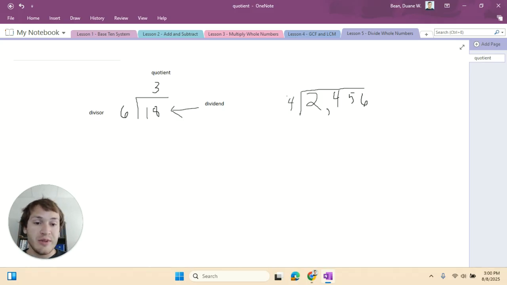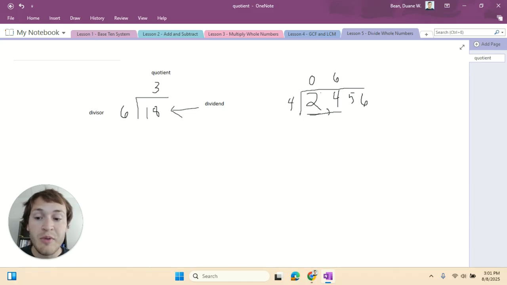So what we do is we look at this 4, and we say, okay, how many times can we put that 4 in this first number, the 2? 4 does not go into 2 nicely, meaning our answer is not a whole number. So the answer is kind of at 0. Since the first answer is 0, we ask ourselves, how many times could 4 go into 24? That answer is 6. 6 times 4 is 24.